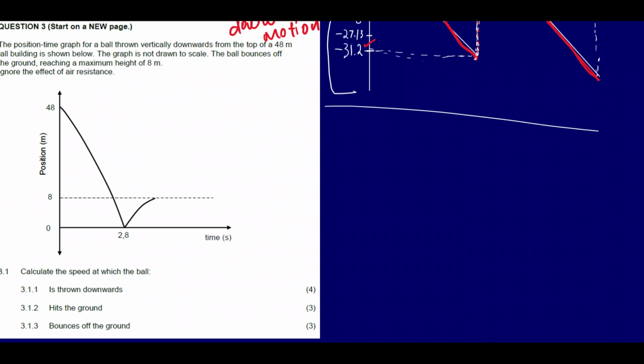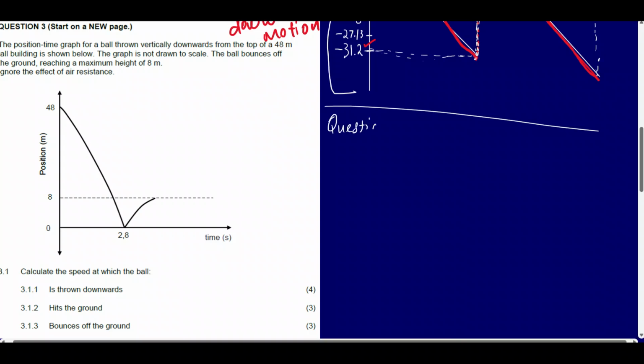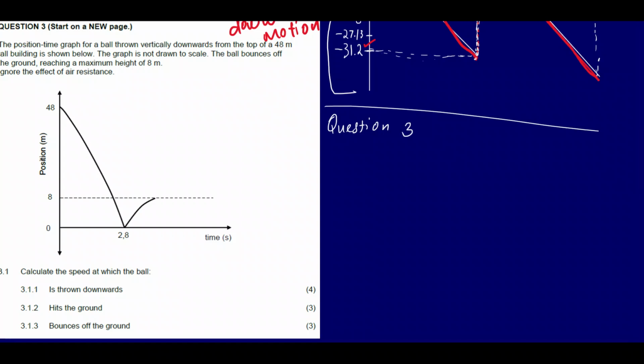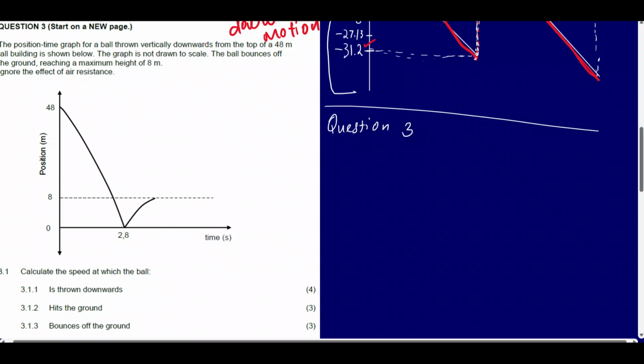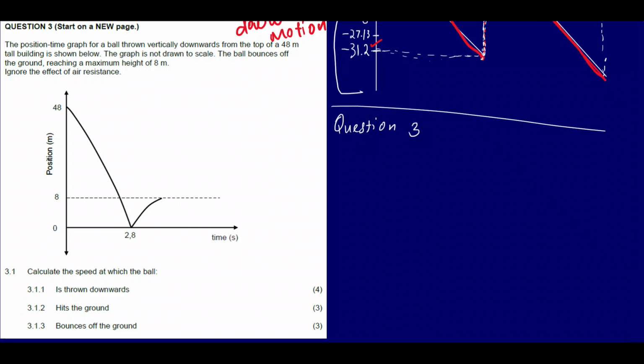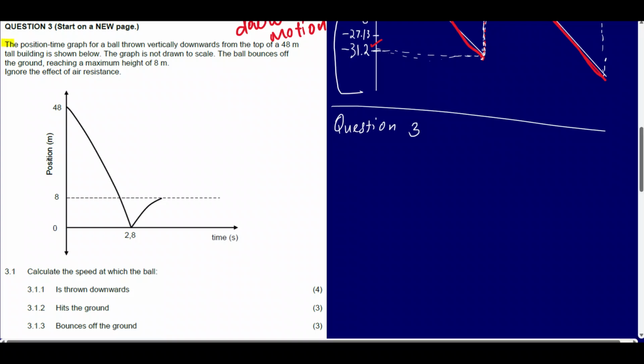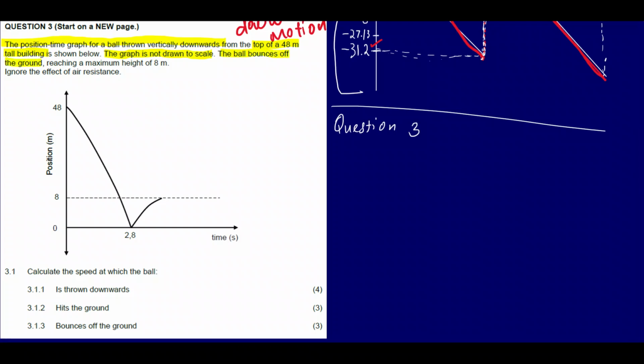Let's work now. Question 3: the position time graph for a ball thrown vertically downwards from the top of a 48-meter tall building. The graph is not drawn to scale. The ball bounces off the ground.